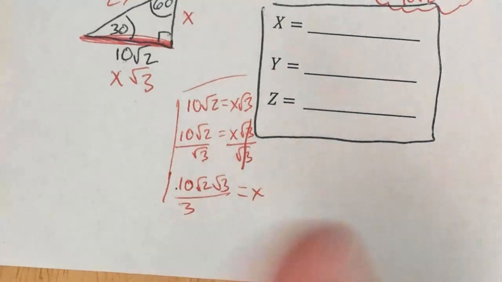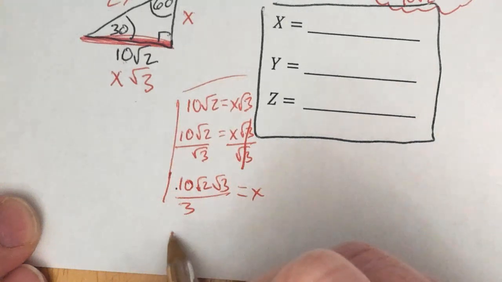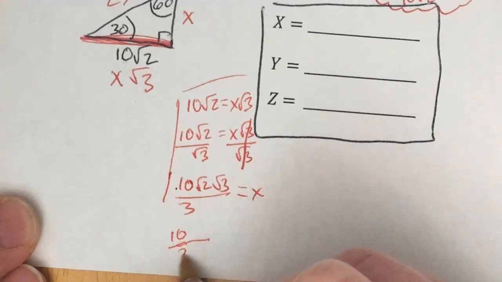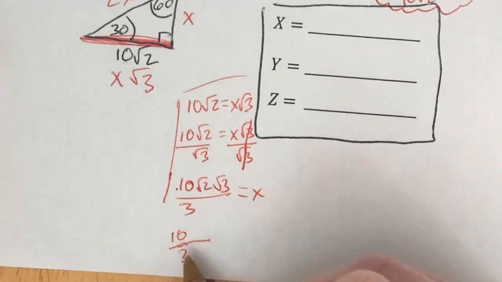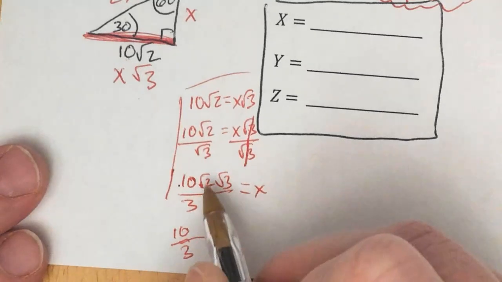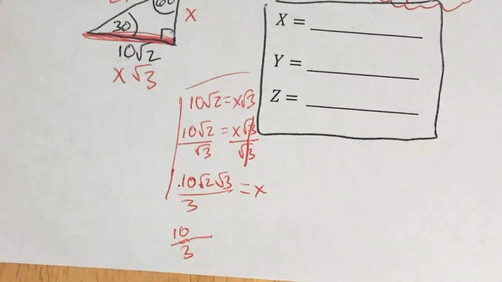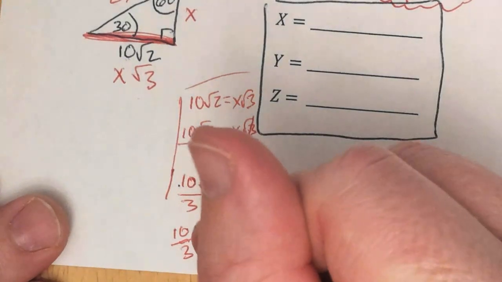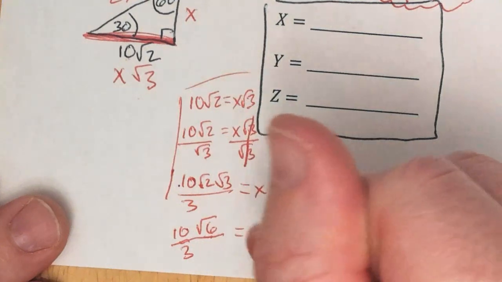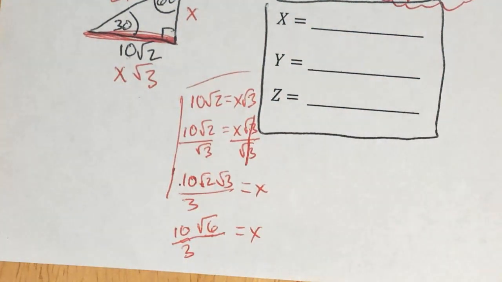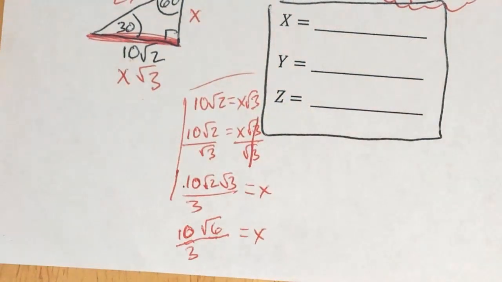Now make it pretty. Whole numbers go with whole numbers. Radicals go with radicals. 10 over 3, we're stuck with. 2 and 3, so 2 and 3 make how much? 2 times 3, not 2 plus 3, 2 times 3, and that's 6. And we're left with this. Ooh, that looks really ugly. But that's what we got. That is the correct answer.